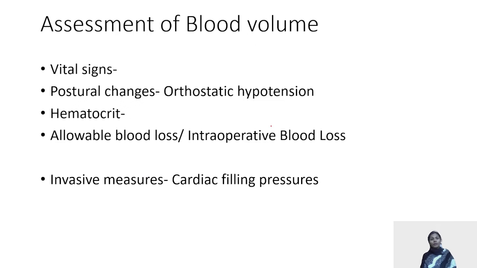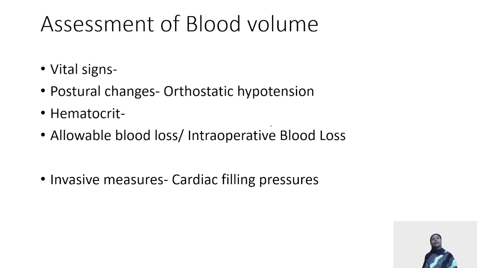Now, coming to the assessment of blood loss, when you have to assess the blood loss intraoperatively, you have to look at the vital signs. So, any vital sign that is given in your question, you have to tick that vital sign that this is the assessment of the blood loss intraoperatively. Then you have to consider a situation known as the postural changes, like orthostatic hypotension can happen. The patient was lying down and suddenly the patient wakes up and stands and he gets a bit dizzy. That is the orthostatic hypotension of the patient.